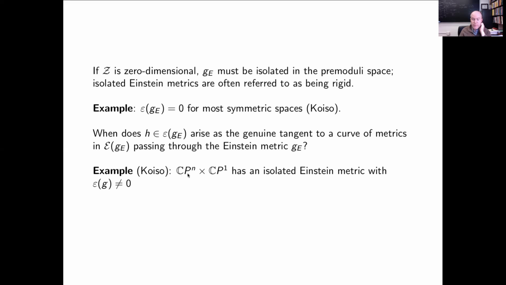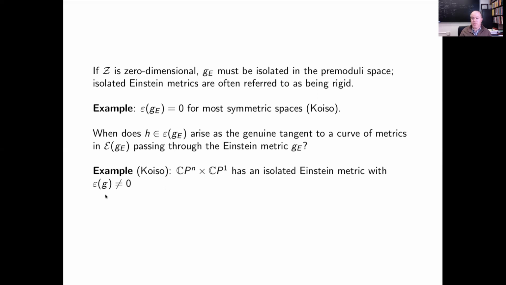And there's a famous example of Koiso. He showed that CP^n cross CP^1, this Einstein metric, is isolated or rigid. So it's isolated in the moduli space. There does not exist a curve of Einstein metrics passing through it. But at the same time, this infinitesimal description, epsilon of g, is non-zero.